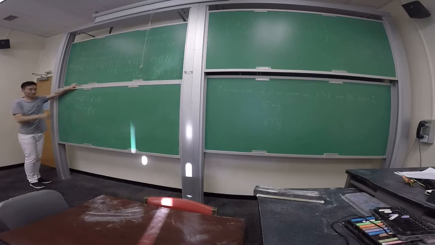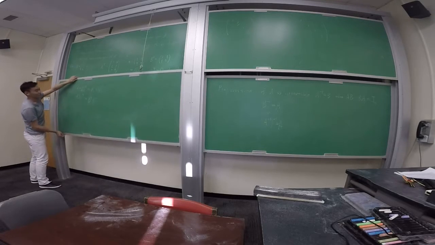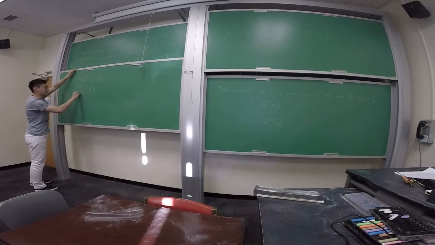So this is addition and subtraction, this is multiplication, and how about division? Division is something about the inverse, right? So A inverse transpose is equal to A transpose inverse.